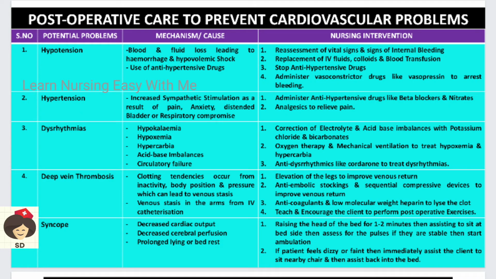And next, cardiovascular problems. So patient may go for hypotension. This can be due to blood loss, fluid loss, which can result in shock, and also if patient is using any antihypertensive drugs, this can further decrease the BP. So here vital signs monitoring, and also check for any internal bleeding, and if there is internal bleeding, cauterization has to be done and arrest the bleeding.